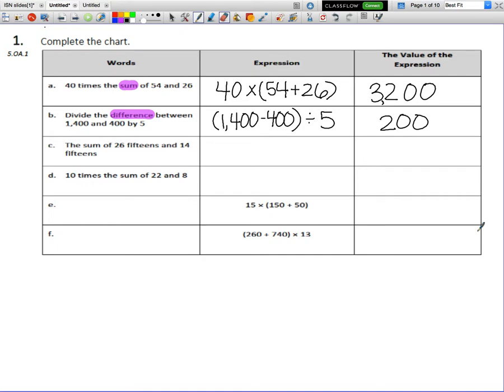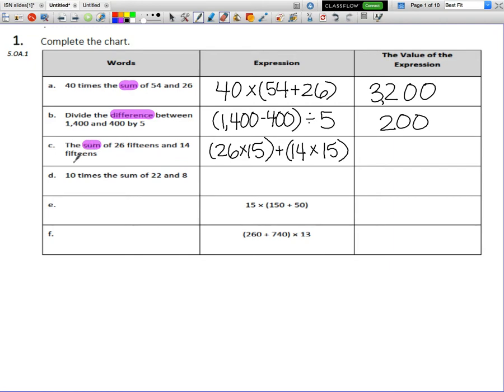C, the sum, go ahead and stop there. The sum of 26 15s and 14 15s. This is unit form. See, it has numbers and words. Let's go ahead and write that. 26 15s means 26 groups of 15. If I hear I'm looking for groups of something, I'm trying to multiply. So I am looking for 26 groups of 15 plus 14 groups of 15. I know it's plus because it has sum right there.